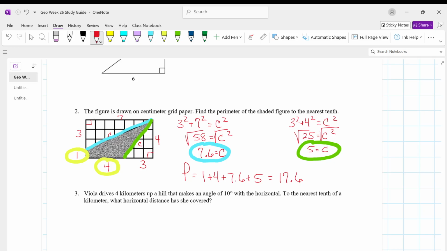So two right triangle problems using the Pythagorean theorem. That'll give you those diagonals. And then you can use the grid paper to find the vertical leg, and you can use the squares on the grid paper to find this horizontal leg.